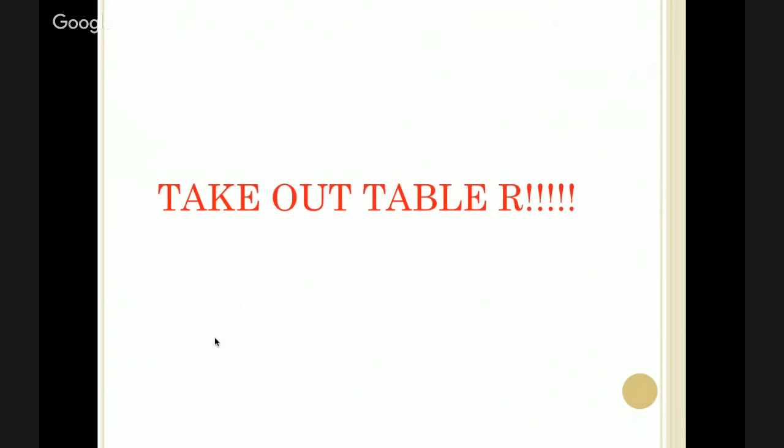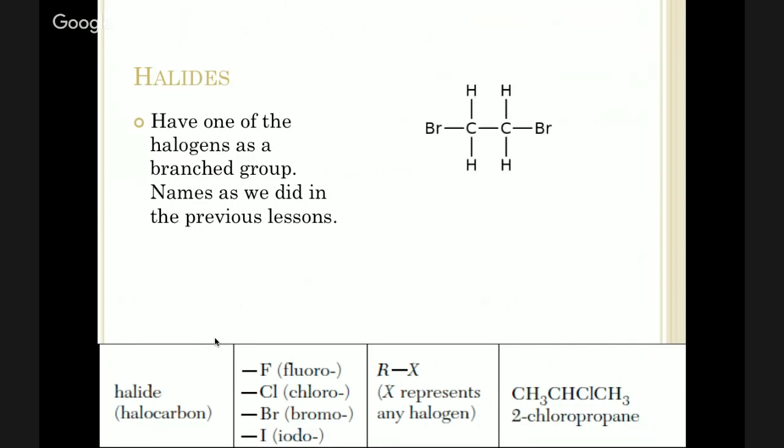At this point, I want you to take out Table R, so you can look at some of the weirdos that you're going to see on the test. Basically, the reference table gives you the answers in this section, which is pretty nice. So as we mentioned before, halides, they're telling you what you're going to write: fluoro, chloro, bromo, iodo. You just need to tell me where they are, and they give you an example.